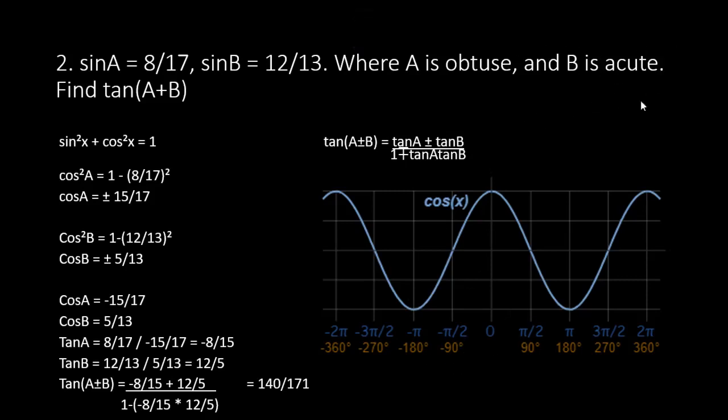This stuff you need to learn. If it's less than 90, it's acute. If it's greater than 90 but less than 180, it's obtuse. And you use your graph to find if it's above the x-axis, and if it is, it's positive. If it's below, it's negative, right? I hope that makes sense.